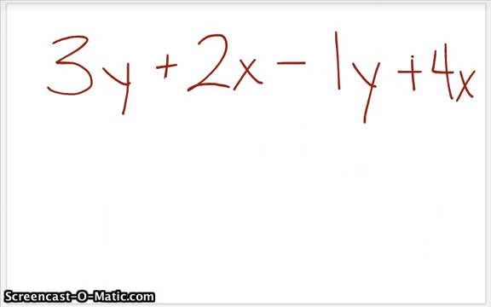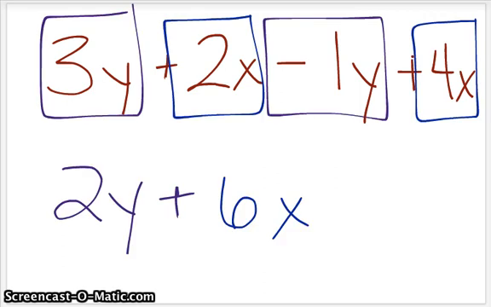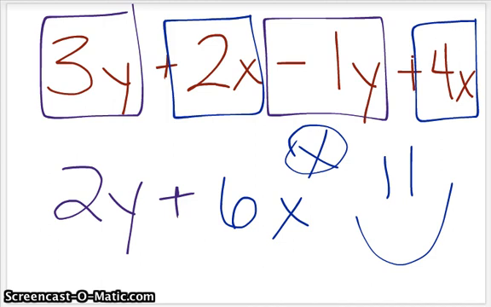Okay, go ahead and pause the video and simplify this expression. 3y plus 2x minus 1y plus 4x. You should have gotten 2y plus 6x. If you did, give yourself a great big smiley face. If you didn't, put an X on it and then go back and fix your work and then circle that X to show me that you figured out your mistake.